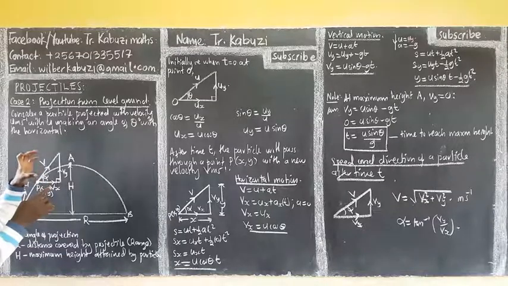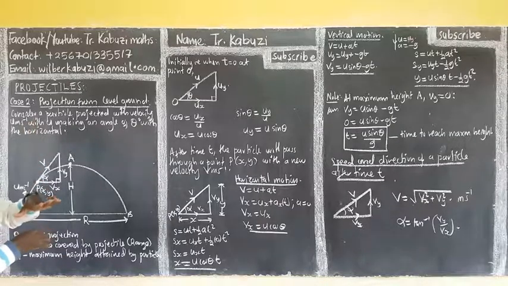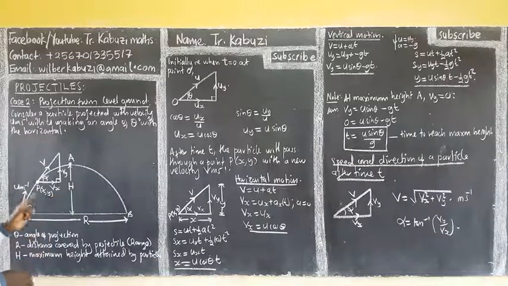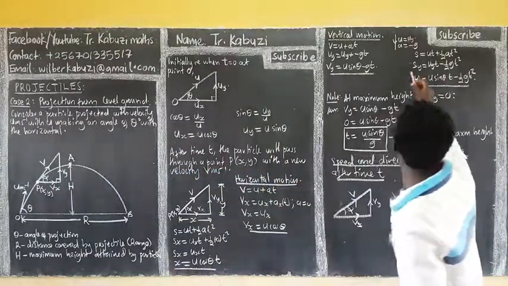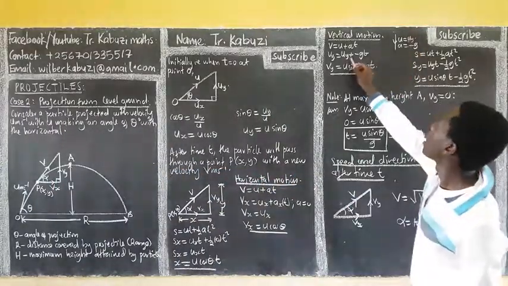But on the other side, from horizontal projection, it was just dropping. That's why it was 0. But here, this particle is having a certain velocity, which is uy. So that's why from here now, we substitute our uy plus.